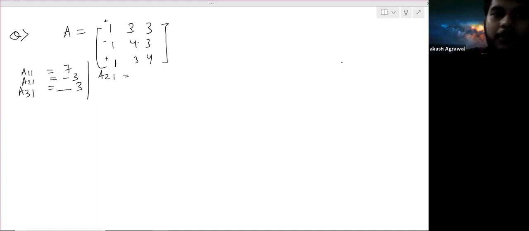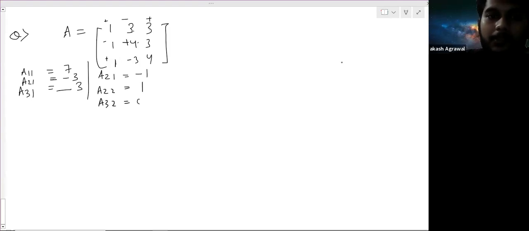Okay, 821 dekhte hain. 3 element nikalne. 4 minus 3, which is 1, but minus 1, because this is plus minus plus. 822 nikalte hain. 4, ये चलेगा 4 माइनस 3, 1 विल बी माइनस. 832 विल बी 3 माइनस 3, इट इज 0. ओके, ए 31, 1 into 3 माइनस 4, माइनस 1.